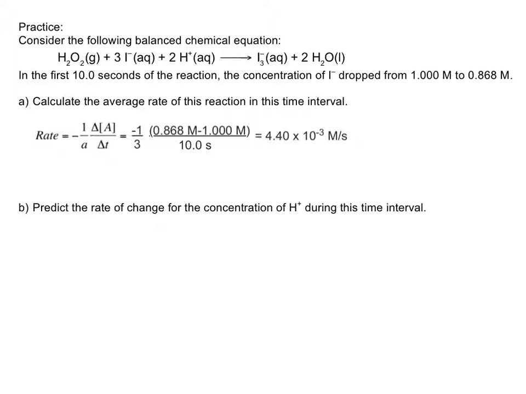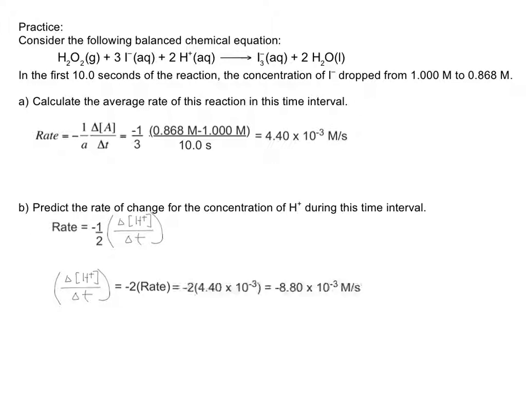Okay, now if we predict the rate of change for the concentration of H plus during this time interval, so the rate of concentration of H plus change will just be the change in H plus concentration over the change in time. And we know that the rate of the reaction is going to equal negative 1 over 2 times that value, because the coefficient of H plus is 2 in our balanced equation. So if we solve for the change in H plus over the change in time, we get negative 2 times the rate, and above there you can see the rate, and we plug that in, and we get negative 8.8 times 10 to the minus 3 molar per second.